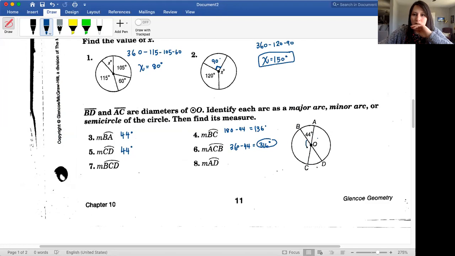Okay, BCD is right here. That's a semicircle. That's half of a circle. This is just exactly half here. So that's 180 degrees. I don't even have to calculate it. And then AD is right here.